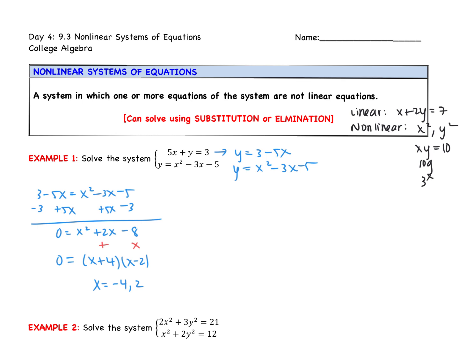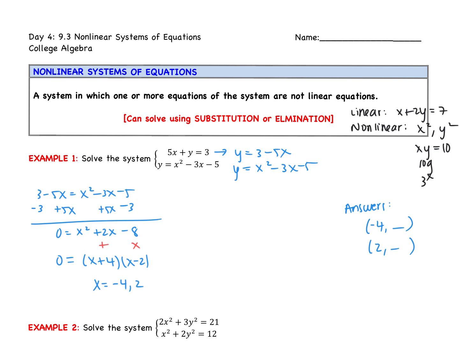So one point is going to be negative 4 comma something. The other point is going to be 2 comma something. So off to the side, I'm going to write our answers. One of them is negative 4 comma some y value. The other one is 2 comma some y value. So the question is, how do I find the y value that goes with those two x's? Plug it in. Yeah, we have two options, these two equations in green. Which one do you think is easier? First one. Yeah, use the first one.